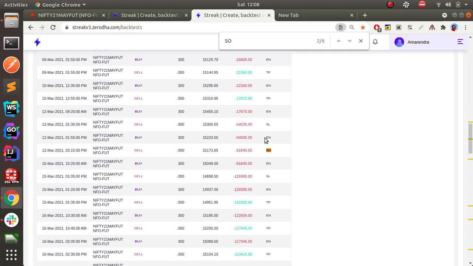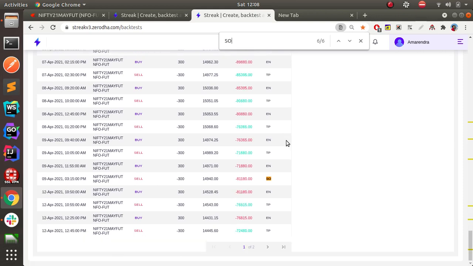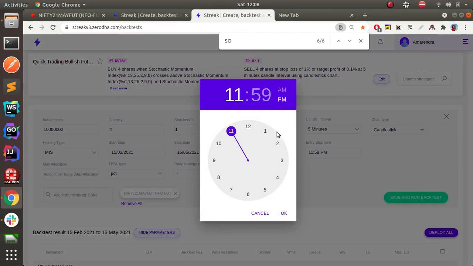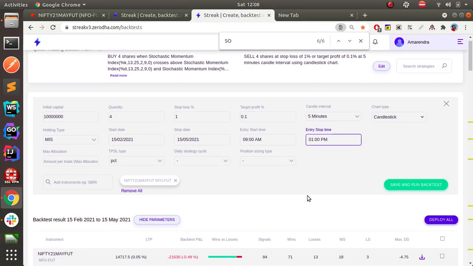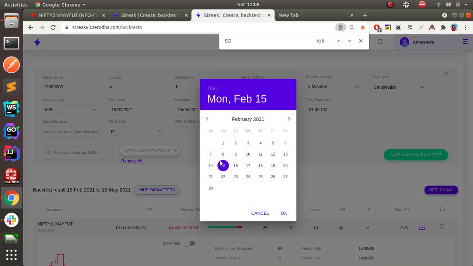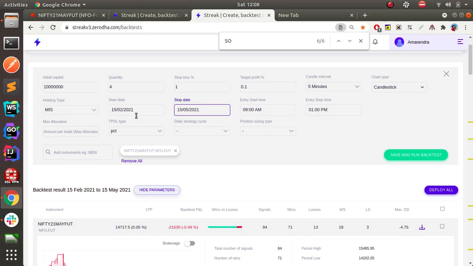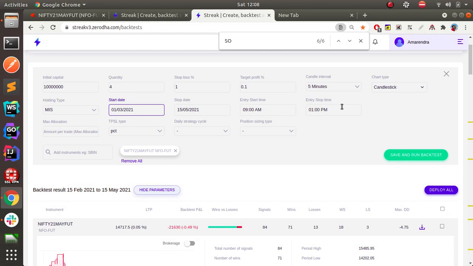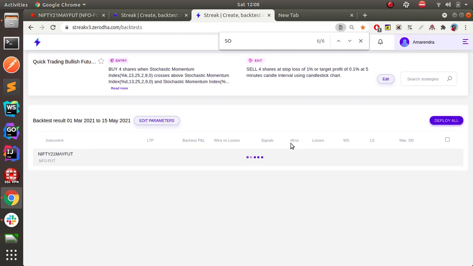Whenever the square offs happen, if you see the entry times are 1:55, 1:30, 2 o'clock. So it is clear that once the afternoon session has started, this is not working. So we can directly change the entry stop time to 1 o'clock p.m., and we can enter from 9 o'clock a.m. Let us see from 15th of Feb. Since the data is from March, let us see from March. Now we just changed the date and time, everything else I have left as it is. Still it is negative, but the winning rate has increased.